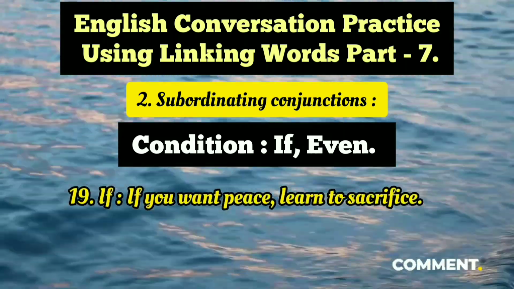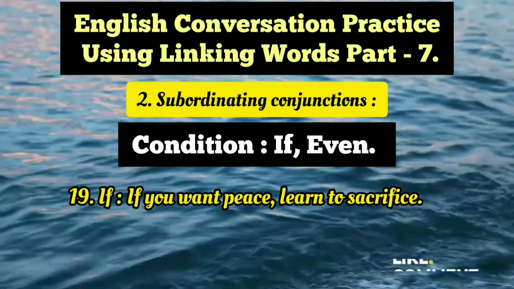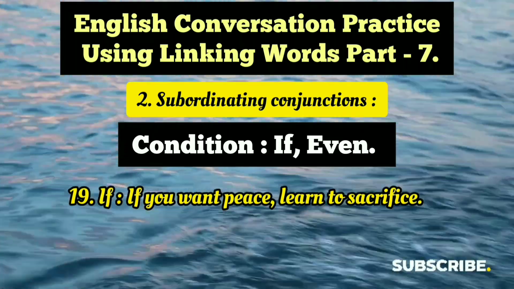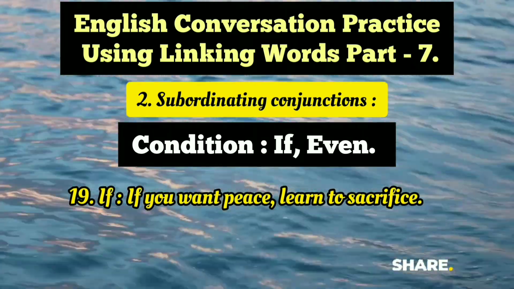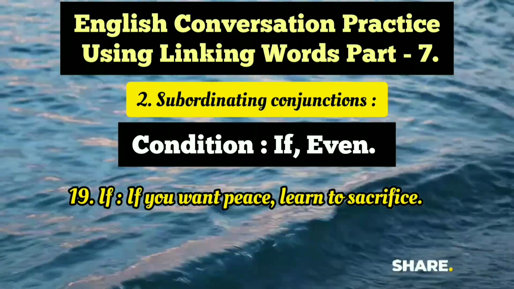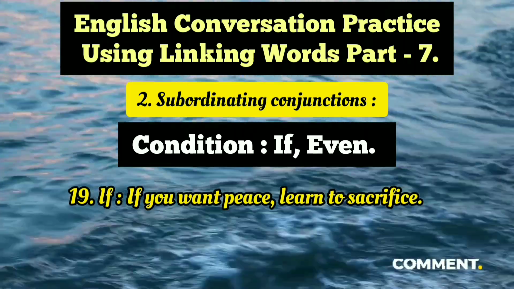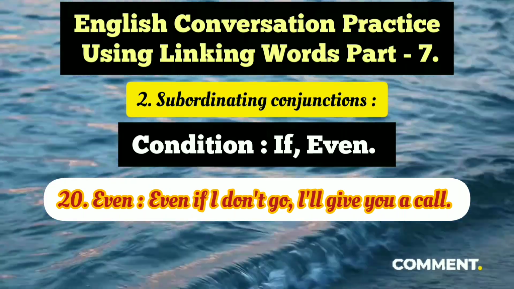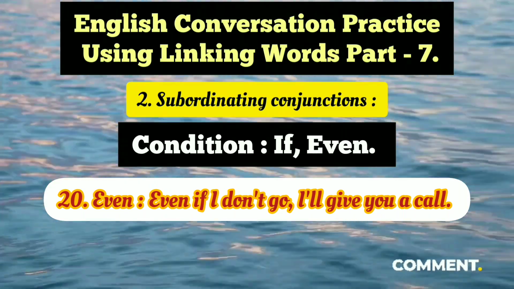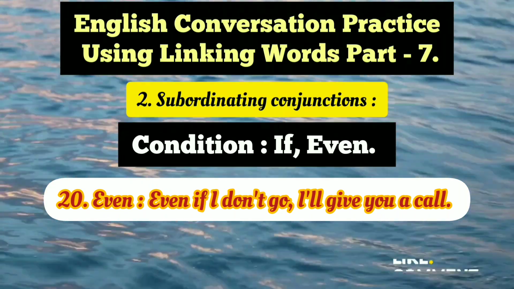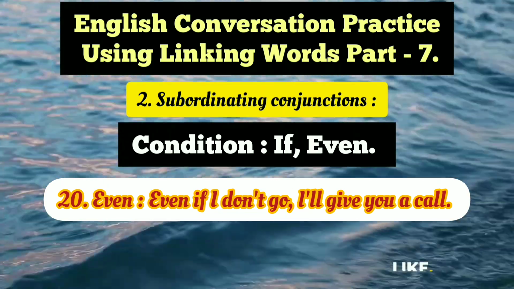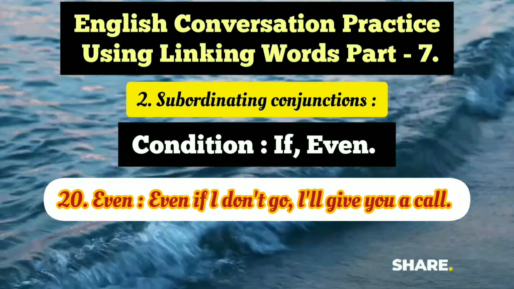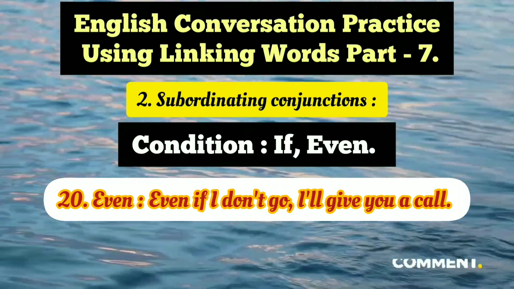Let me show you the 19th one, that is if you want peace, learn to sacrifice. So the first part is if you want peace, learn to sacrifice is the other part. I'm joining here with if. So it can come at first also. And the second one, number 20, is even if I don't go, I'll give you a call. Here also I'm giving a condition. Even if I don't go, I'll give you a call. So I'm quite sure you have understood how you can join using if and even.